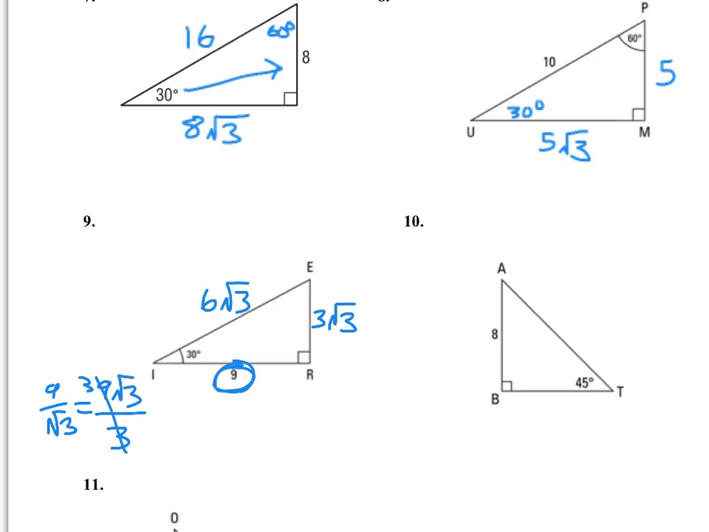Right, 45, 45, 90 triangles. The two legs are the same length. So these both have to be 8. Hypotenuse, you just multiply by radical 2.